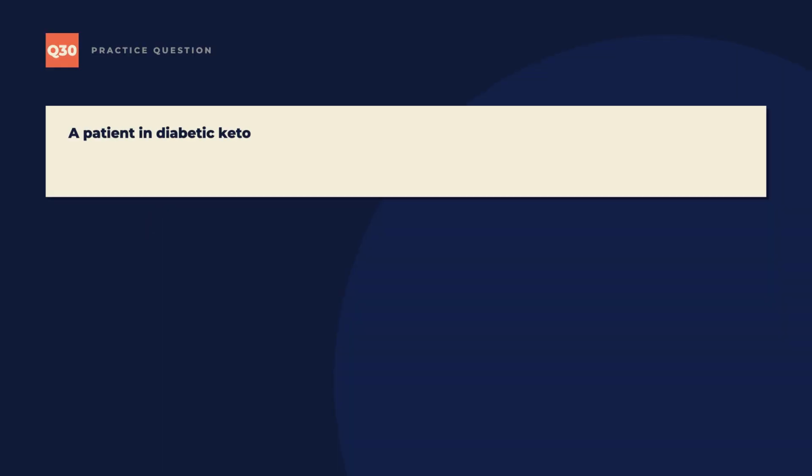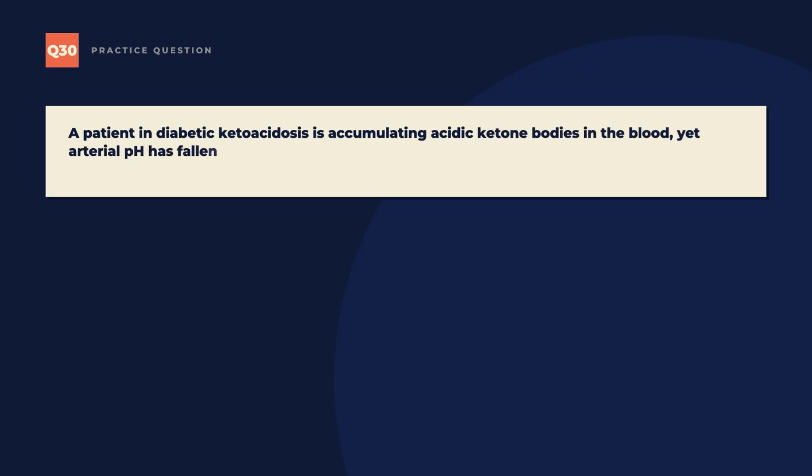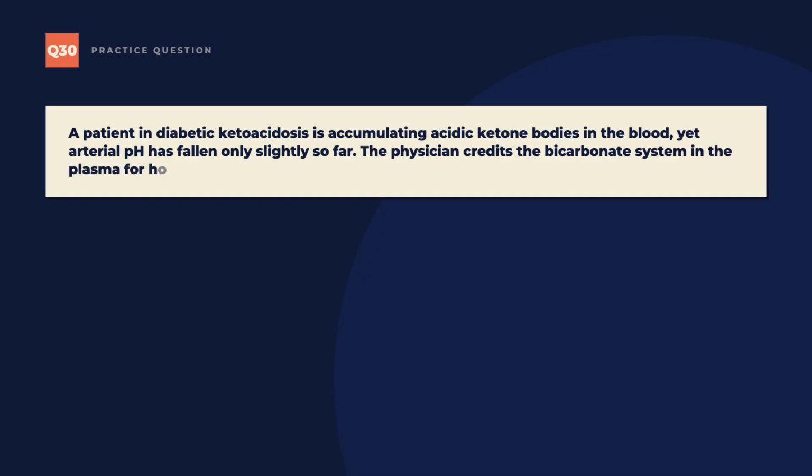Question 30. A patient in diabetic ketoacidosis is accumulating acidic ketone bodies in the blood, yet arterial pH has fallen only slightly so far. The physician credits the bicarbonate system in the plasma for holding the line. What does this chemical system do?